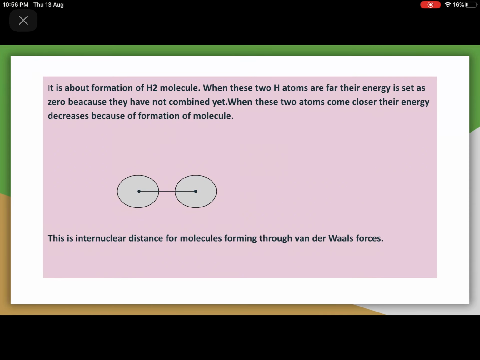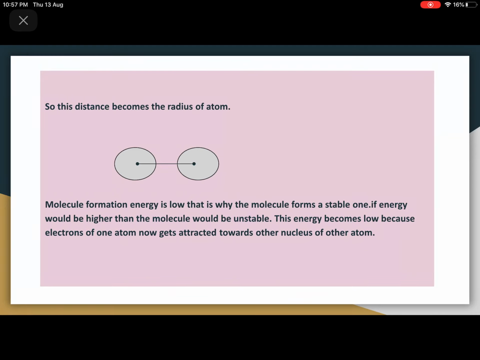It is about formation of the H2 molecule. When these two hydrogen atoms are far, their energy is set as 0 because they have not combined. When these two hydrogen atoms come closer, their energy decreases because of formation of the molecule, and the lower the energy, the more stable will be the molecule. So this is the internuclear distance for molecules forming through van der Waals forces. So the distance becomes the radius of the atom.